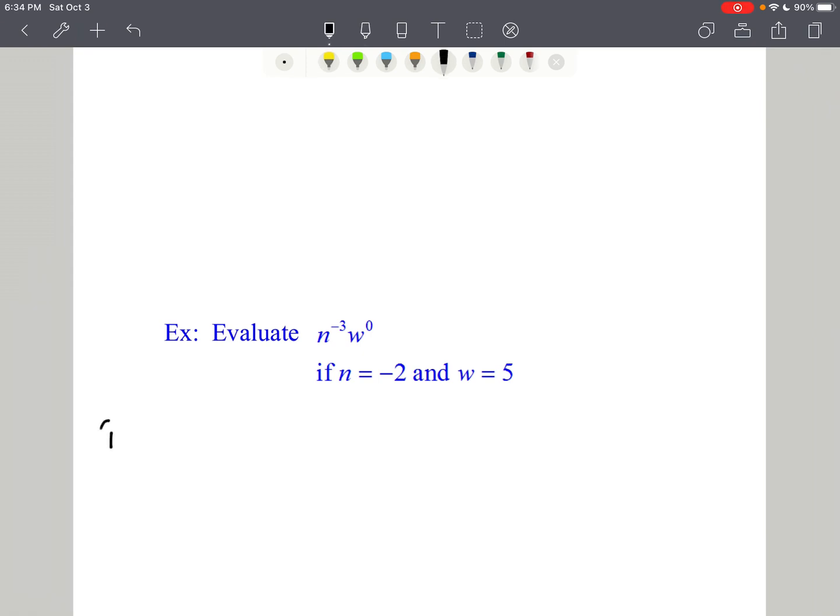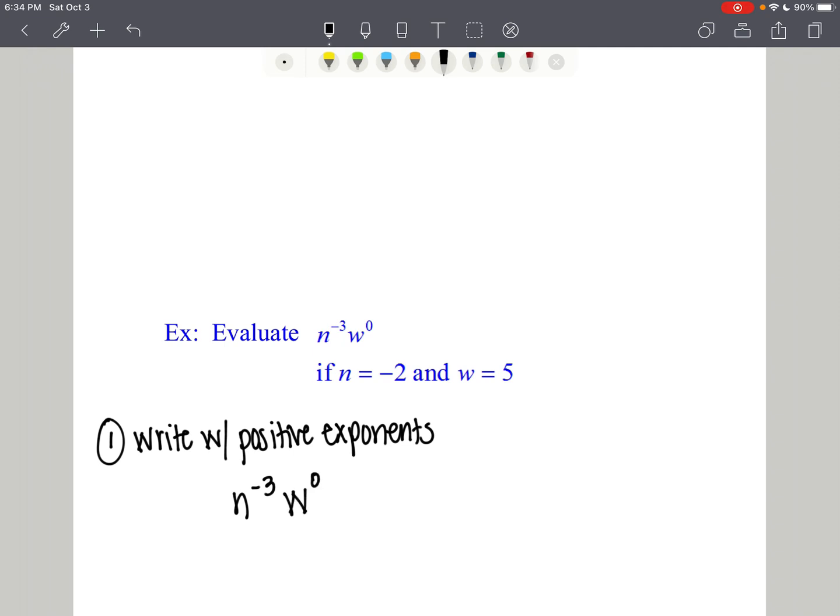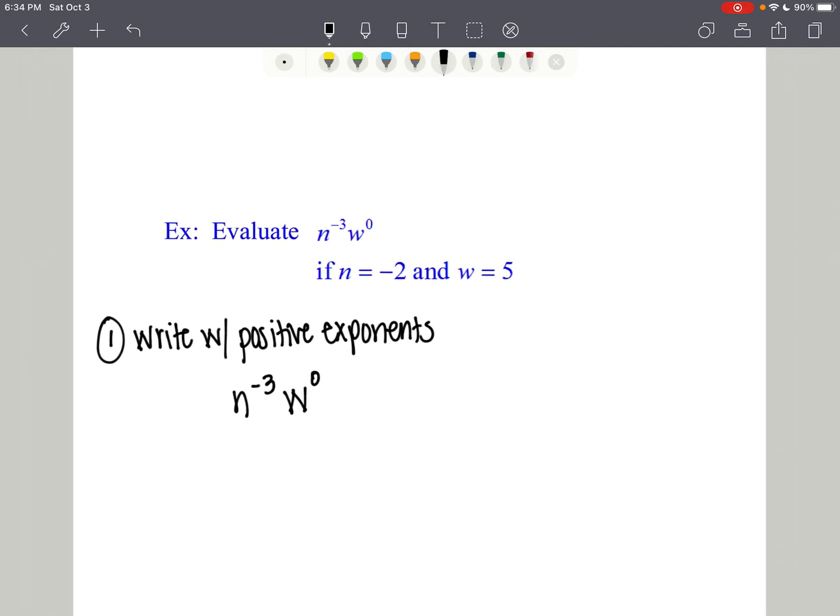So we'll write that step down. First step, write with positive exponents. So we want to evaluate n to the negative 3 times w to the 0 power. Well, I'm going to simplify that. N to the negative 3 has to move down to the denominator to become n cubed. W to the 0 stays in the numerator. But remember, anything to the 0 power is 1. So now that simplifies to be 1 over n cubed.